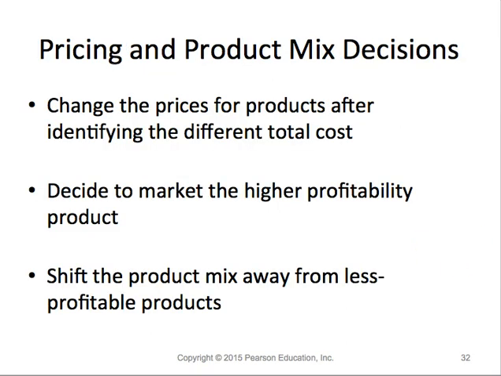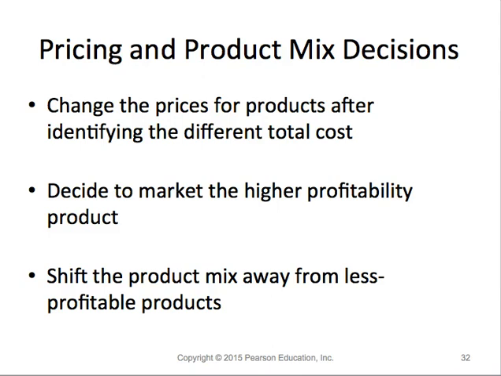So pricing is very important for the company to see how much we want the customer to pay to purchase our product. And product mix is to see what products we have. For example, a lamp: do we have a table lamp? Do we have a floor lamp? What kind of lamps do we have? So how do we decide that?